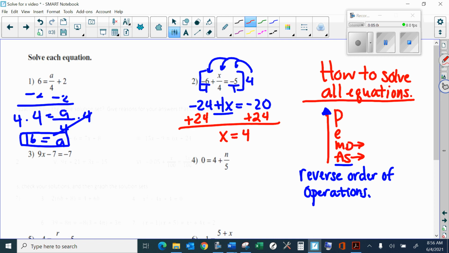Okay, so that's another way. Notice I didn't have to deal with the fractions at all. I got rid of the fraction by multiplying by the common denominator. So if you don't like fractions, that's another way to solve it.